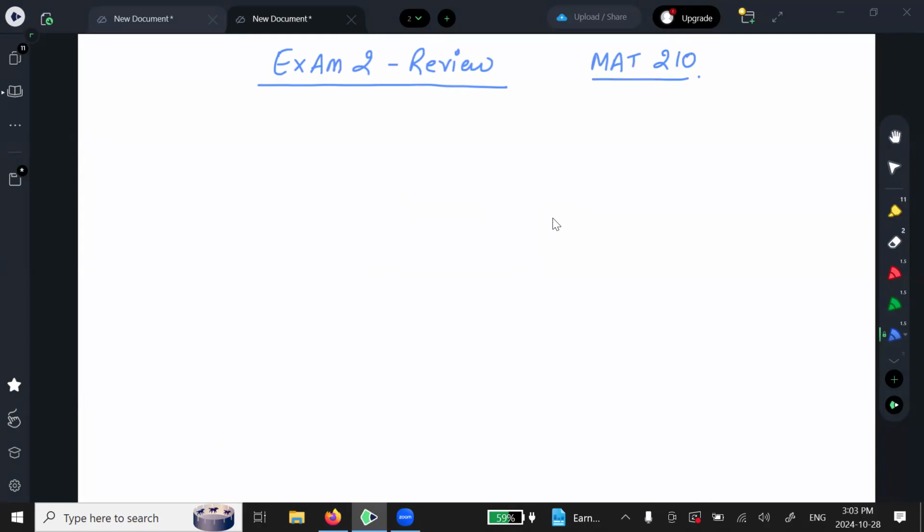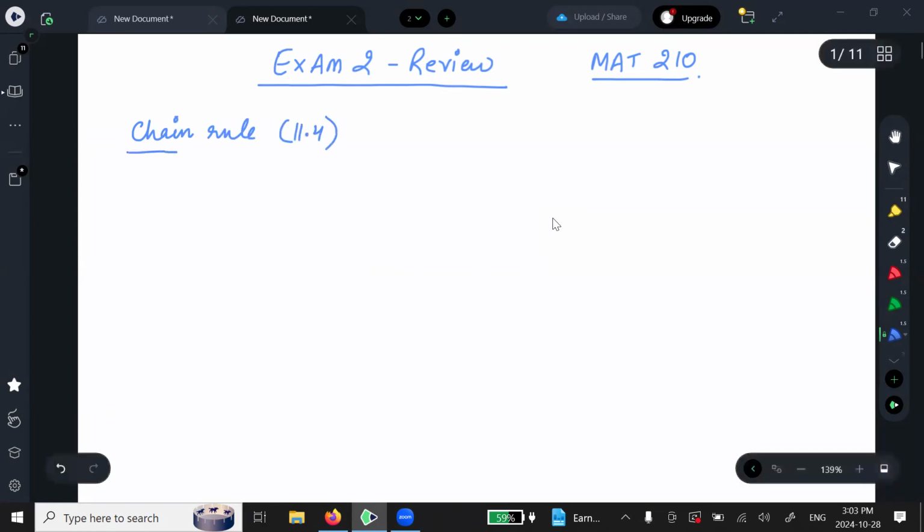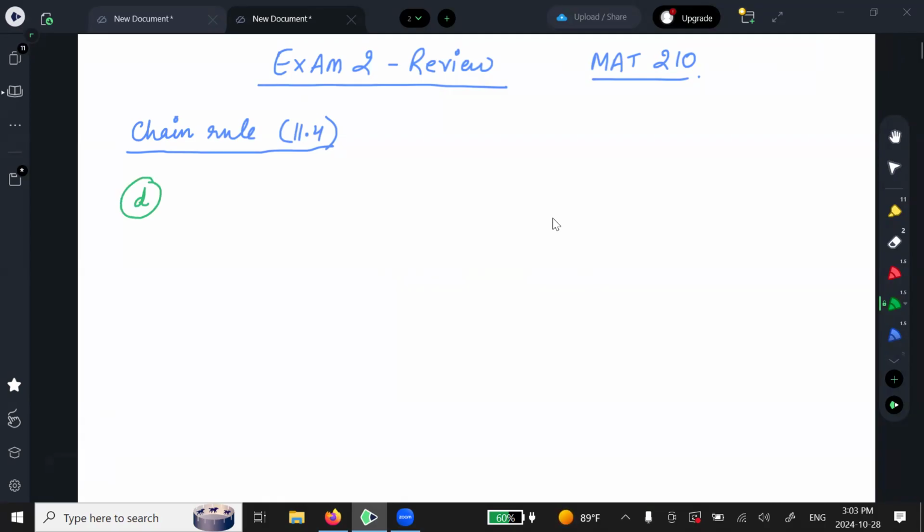MAT210. Okay, I'm talking about chain rule section 11.4 first, because that's going to be on the exam. This is chain rule, topic 1 on your exam review. 11.4. The question that I have marked is number D here. So that's important. So you have to find dy over dx.